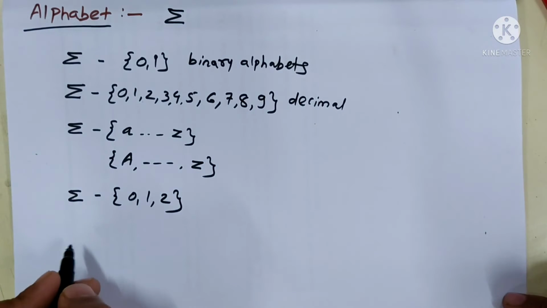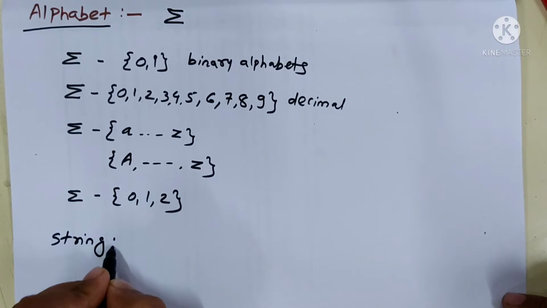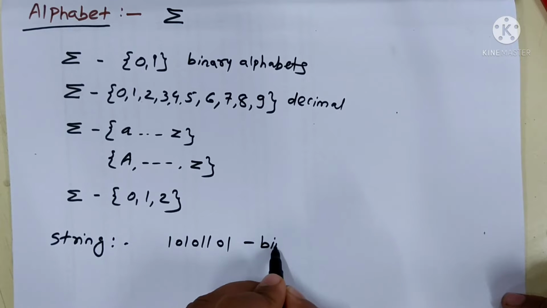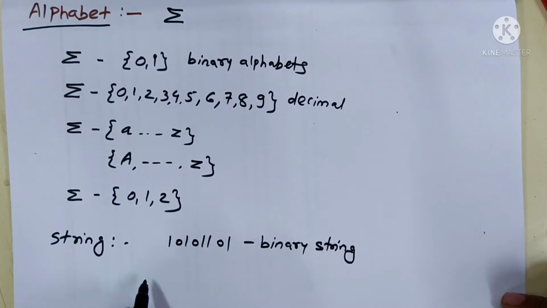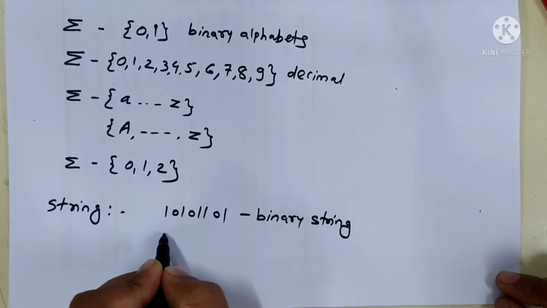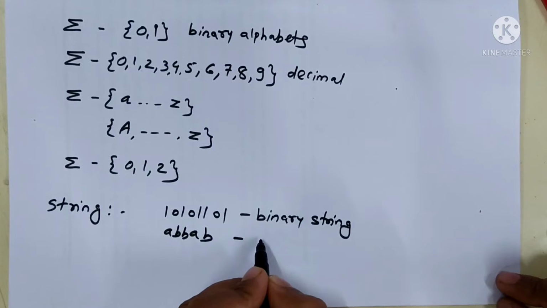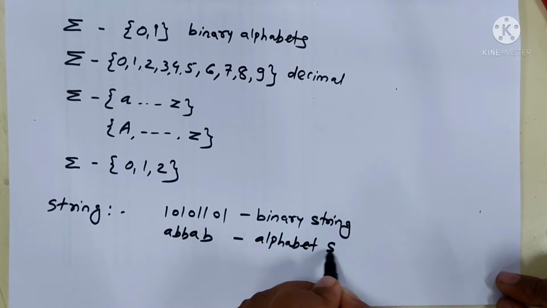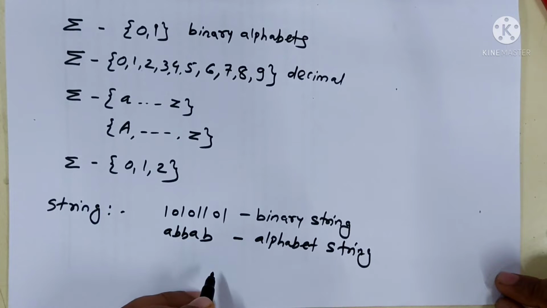Now by using this alphabet, we create a string. So for example, suppose 10101101. This is a binary string. Another example, suppose we use abb. This is an alphabet string. This is how we represent a string.